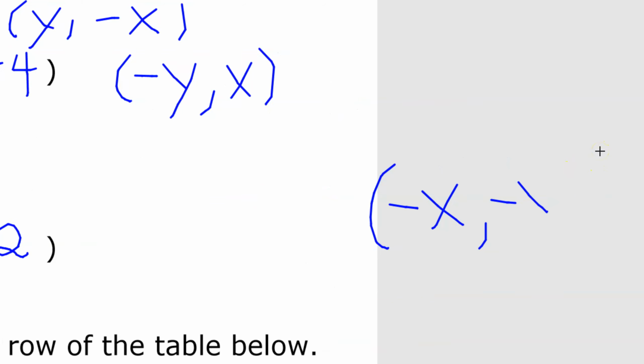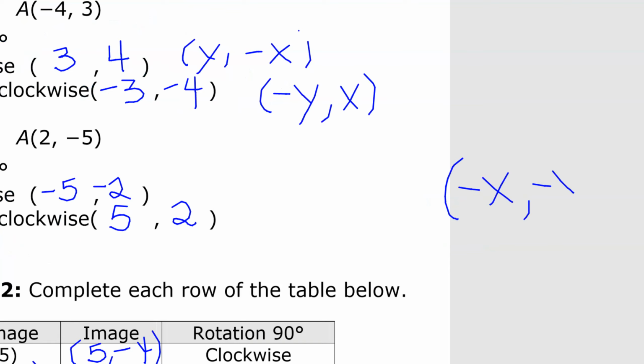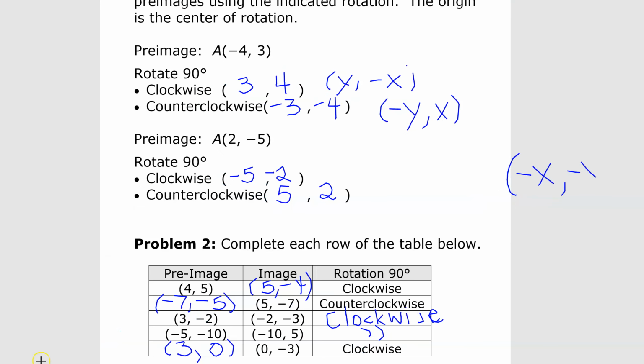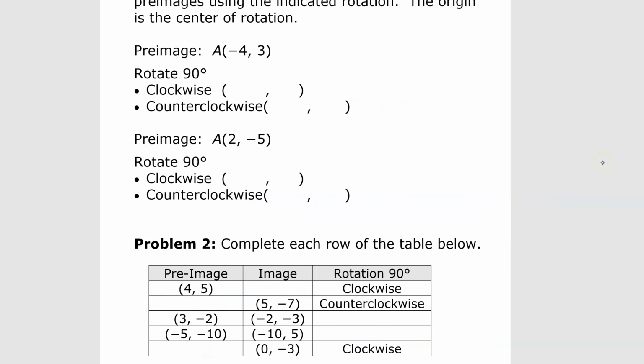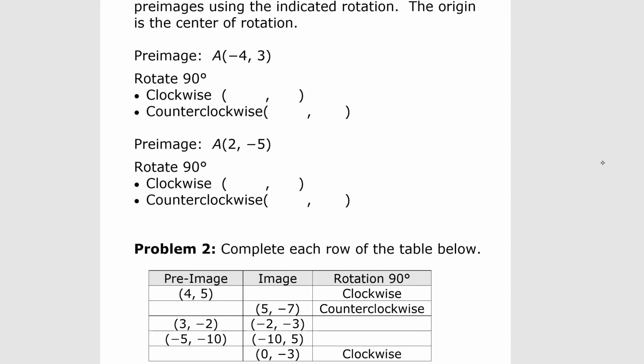Let me see if I can get that to come back down. Okay, now it totally disappeared. Okay, anyway, if it is a 180 degrees, we're just going to stop there. And we will talk about that one later.